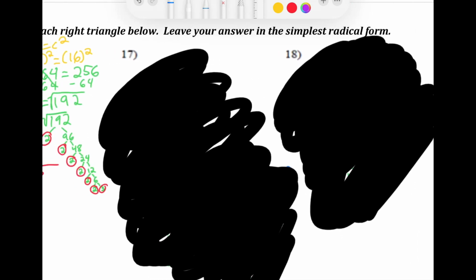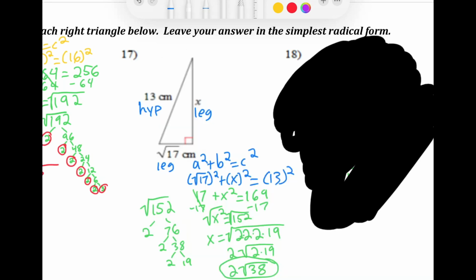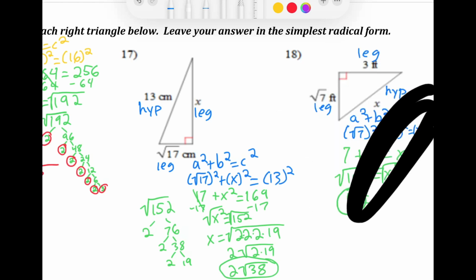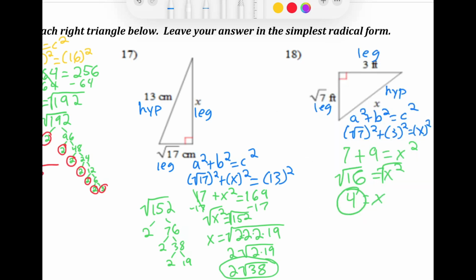For 17 and 18, if you will, pause the video and attempt it now. 17, you should have gotten 2 times the square root of 38. And 18, you should have gotten x is 4.